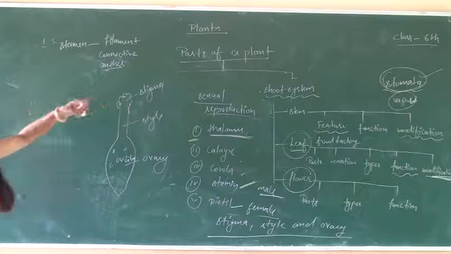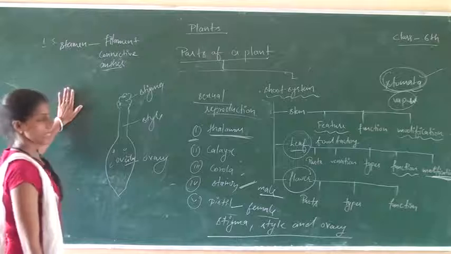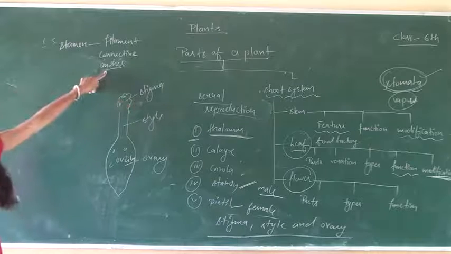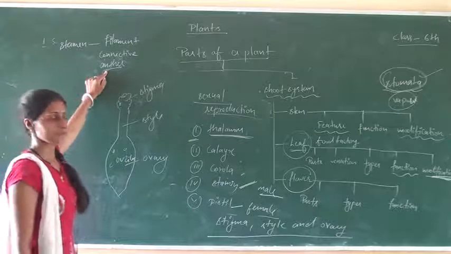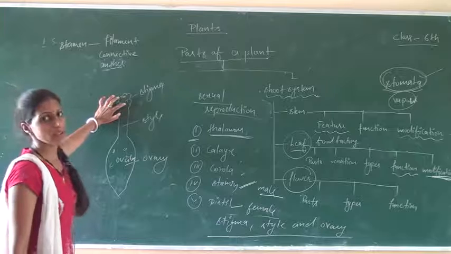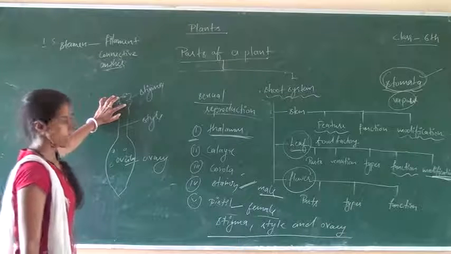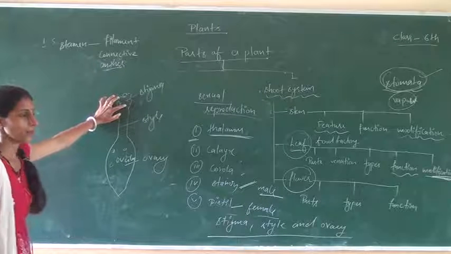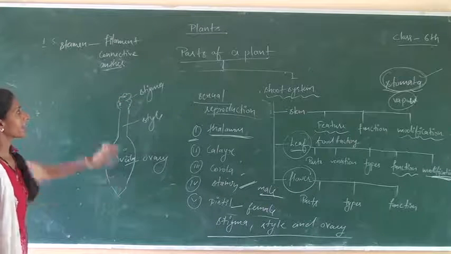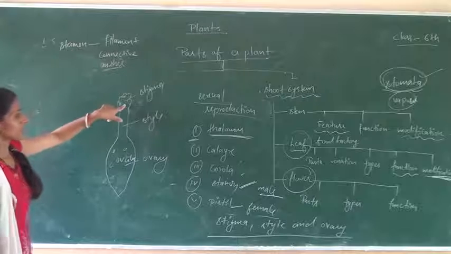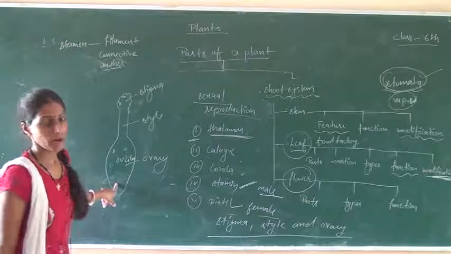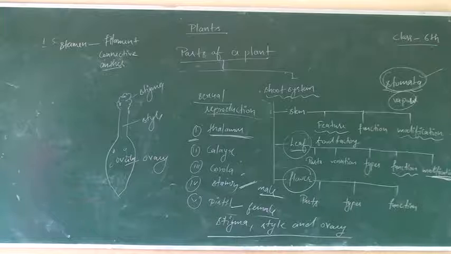It receives pollen grains which are transferred from the anther of a stamen. The stigma receives these pollen grains and the process of pollination takes place. Pollination is the transfer of pollen grains from the anther of a stamen to the stigma of the pistil, that is, from the male reproductive part to the female reproductive part.